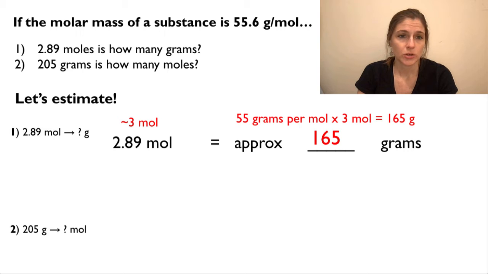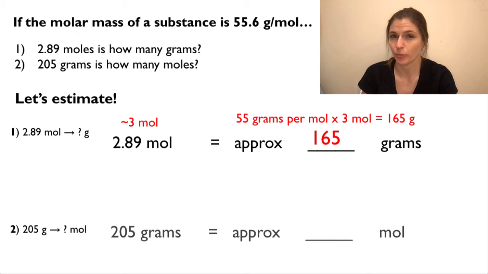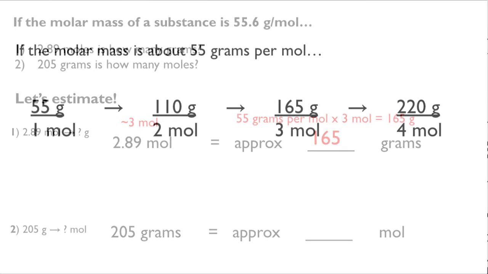For number 2, let's go the other way, from grams to moles. So I know that I have 205 grams of this substance, and so how many moles would that be? I'm going to use the same basic reasoning that I used for my first estimation. I'm going to say, 205 is a bigger number than 55.6. There's 55.6 grams in 1 mole. So I must have more than 1 mole, because 205 grams is more than 55.6 grams, and 55.6 grams would be 1 mole. But about how many moles do I have?